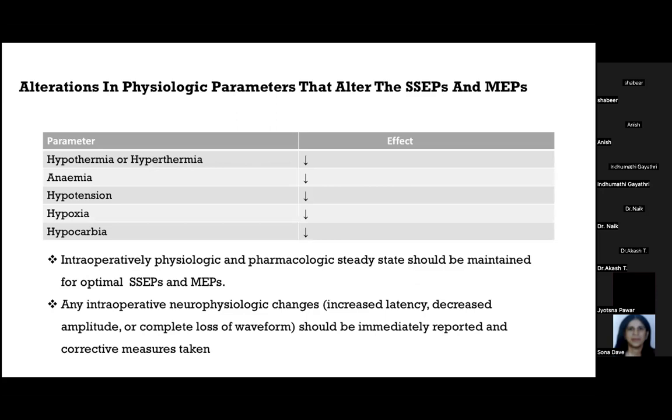There are certain physiological parameters which will alter the SSEPs and MEPs, and therefore intraoperatively, physiological and pharmacologic steady state should be maintained for optimal SSEP and MEP recording. And what are these physiological parameters which will reduce the evoked potential? They are hypothermia or hyperthermia, anemia, hypotension, hypoxia, and hypocarbia. So if there are any intraoperative neurophysiological changes, as I've already told you, if there is increased latency or decreased amplitude or complete loss of waveform, this should be immediately reported and corrective measures should be taken.